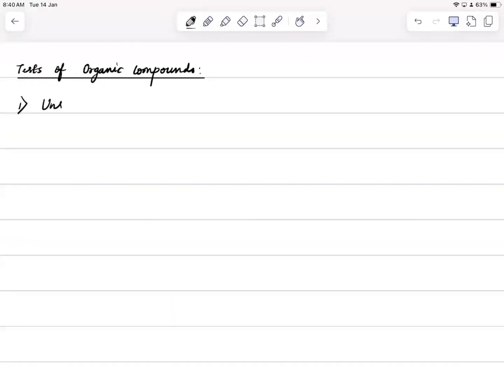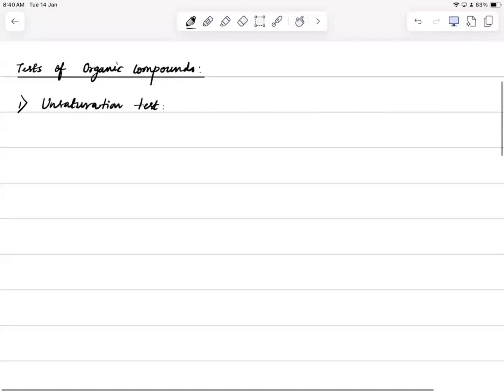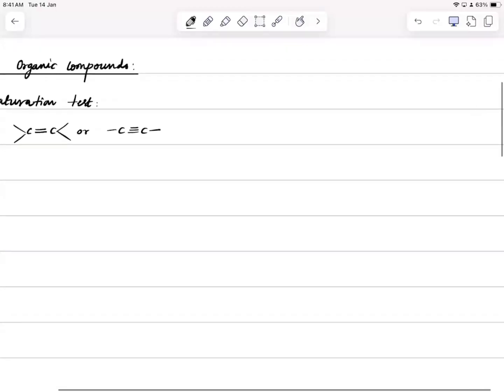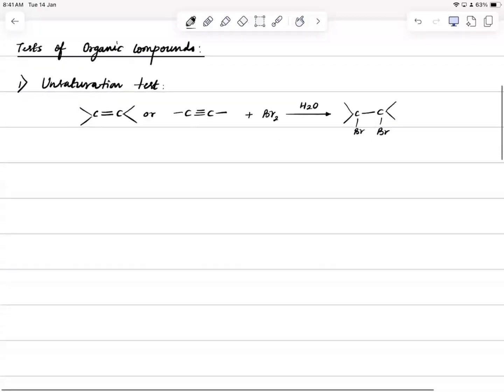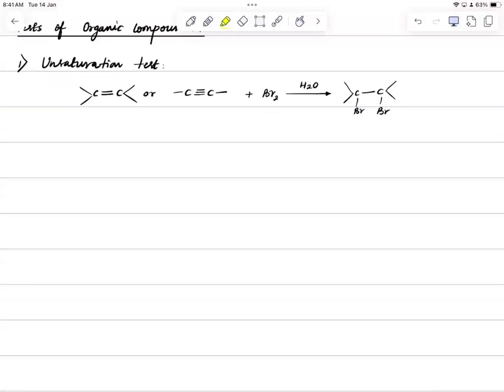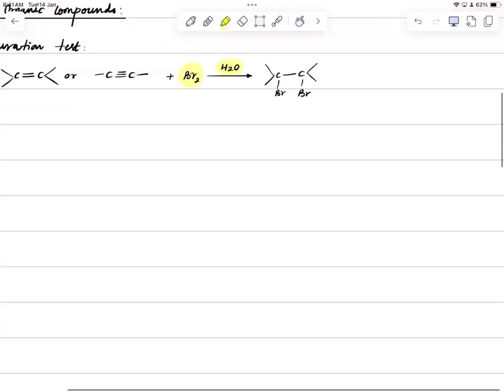First test is unsaturation. If there is any double bond present or a triple bond present, like I have a double bond here or I have a triple bond, then it can be identified using bromine water. So bromine water is always used as a good source for detecting unsaturation. Correct? So this is the reagent that you need to remember, bromine water. Clear?